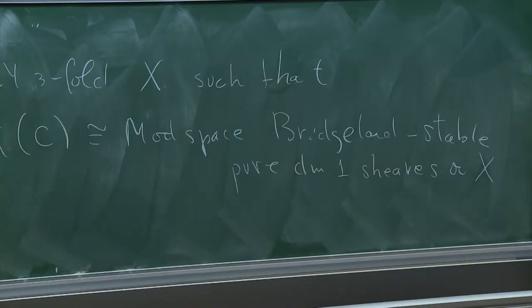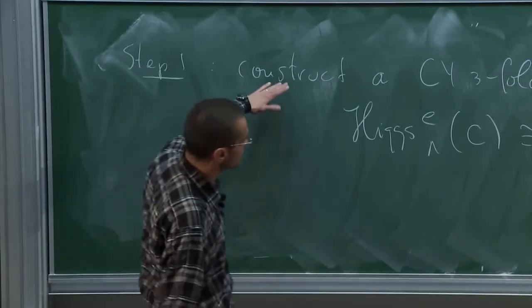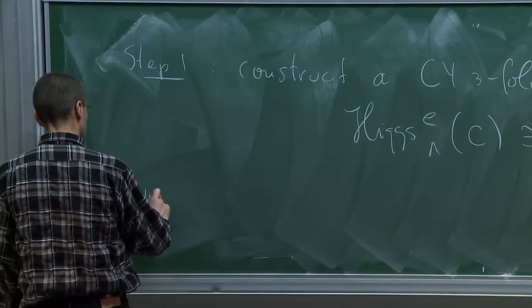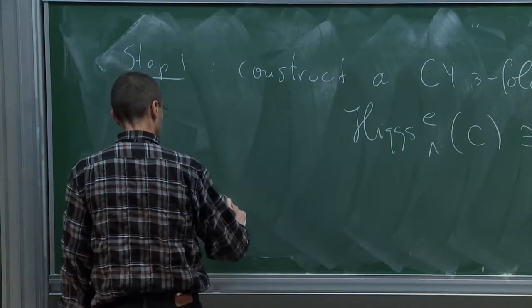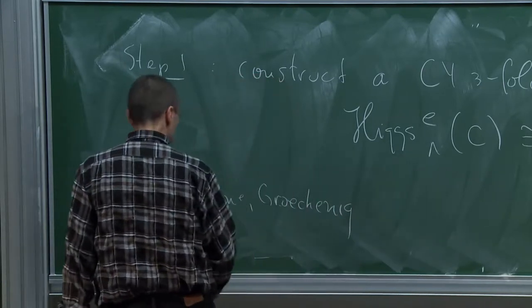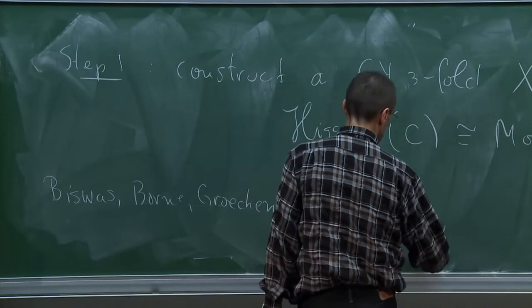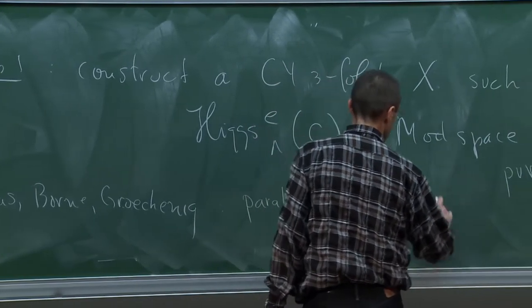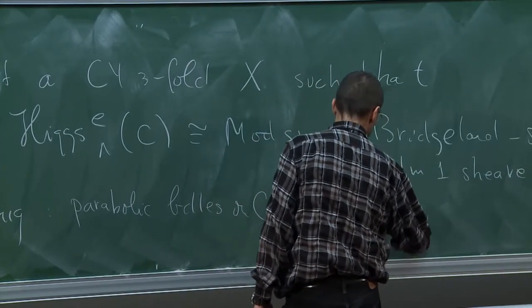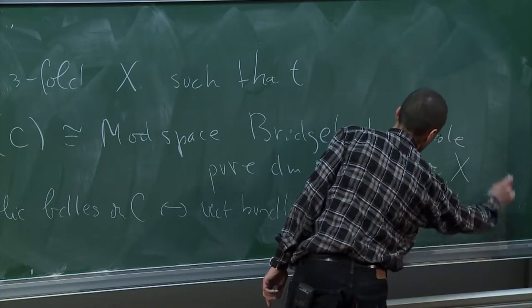Now, this looks like a loose statement because there are lots of Calabi threefolds. But fortunately, we can rely on some results obtained in the literature by Biswas, Born, Greshenig, which basically give us machinery for identifying parabolic bundles on C with just ordinary vector bundles on a root stack, which I'm going to call C twiddle.